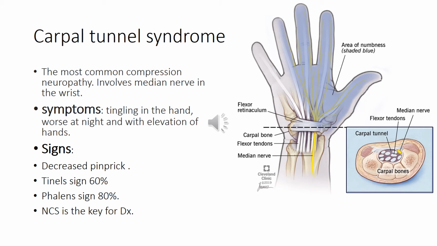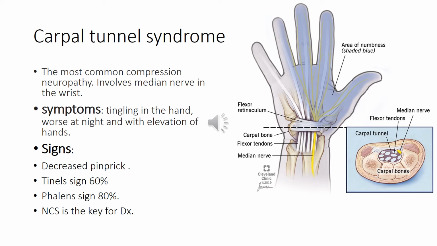How do patients present with carpal tunnel syndrome? Most likely they present with numbness and tingling in the hand, in the area of median nerve innervation, the thumb, index, middle finger, and the lateral half of the ring finger. Most commonly, this tingling is worse at night, and this will awaken the patient from sleep.